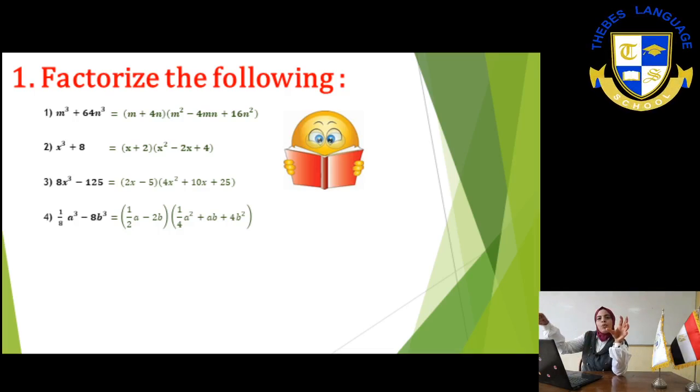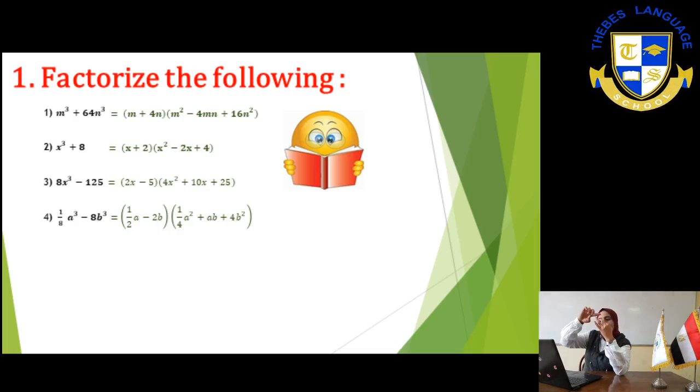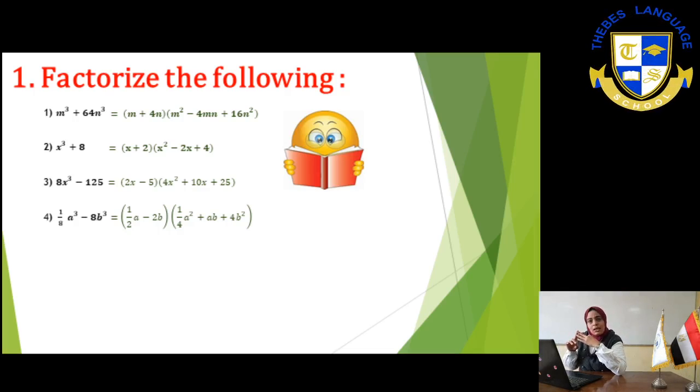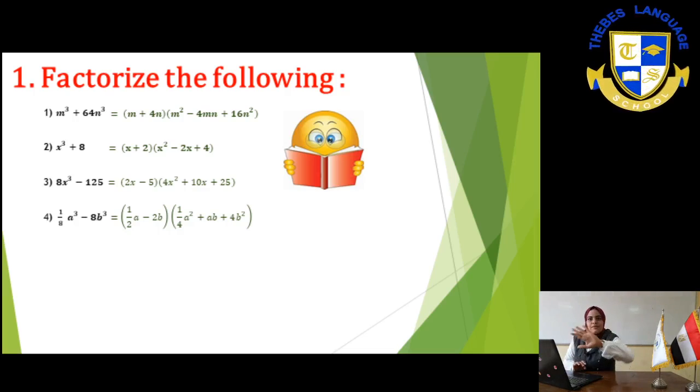64, it will be 4. N to the power 3, it means n by n by n. So the cubic root of n to the power 3 will be n to the power 1. Okay? This is the first bracket.